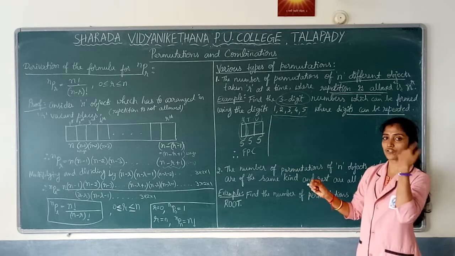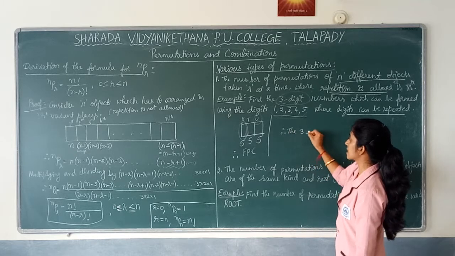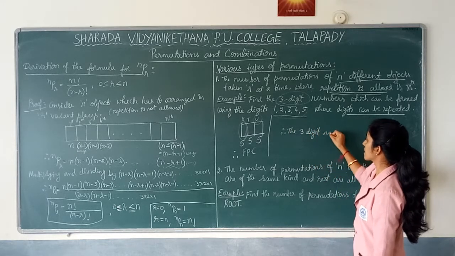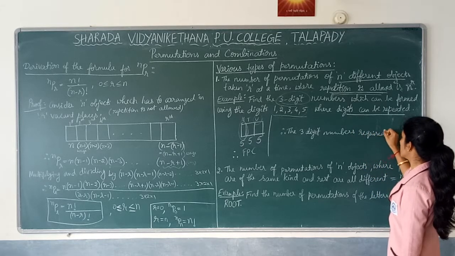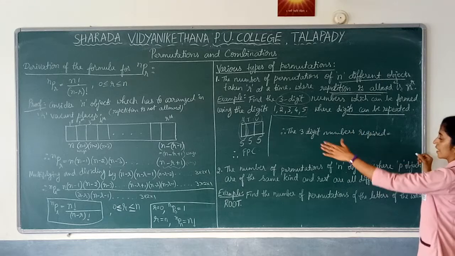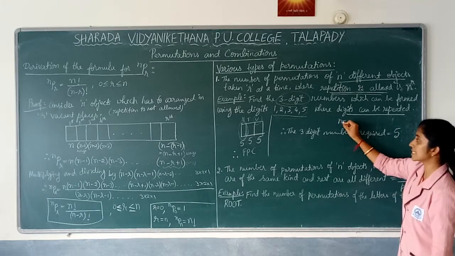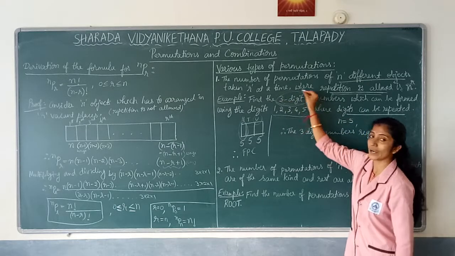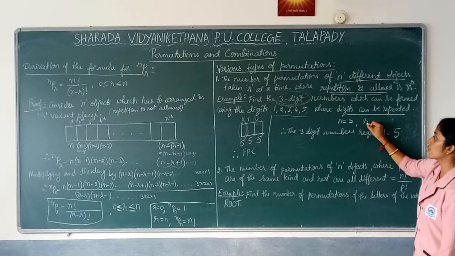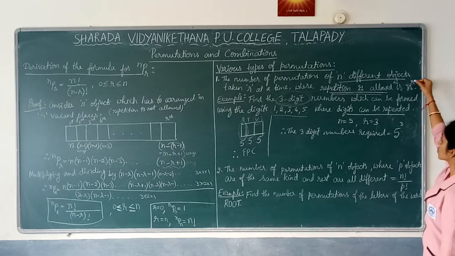So it is 5 into 5 into 5, since we want a 3-digit number, right? Therefore, the number of 3-digit numbers required is equal to what? You can directly write this rather than using FPC. The number of objects available is n, here 5. So in total 5 are there. How many have to be taken at a time? A 3-digit number is required, so 3 have to be taken at a time. So the value of r is 3. So we get 5 power 3 according to this formula, isn't it?